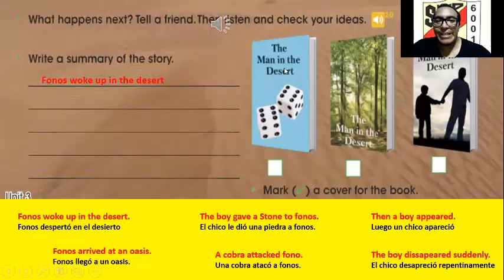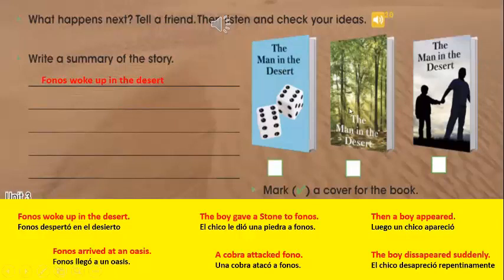Track 20. So he took out the stone, and suddenly the cobra disappeared in a cloud of sand, but his leg really hurt. Phonos smiled and drank water from the oasis. He fell asleep, and when he woke up, he put the stone on his leg.